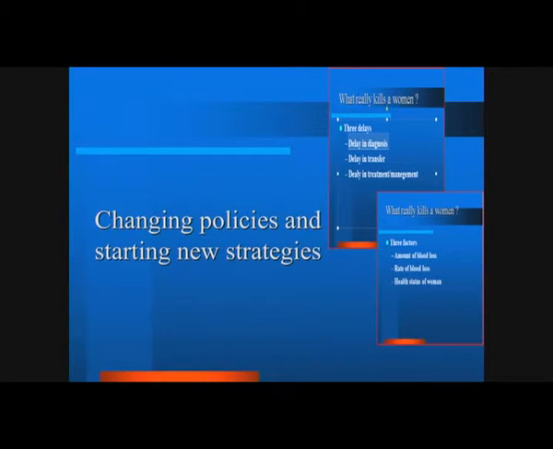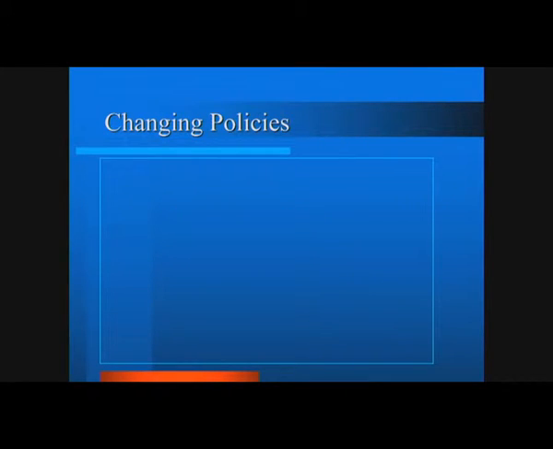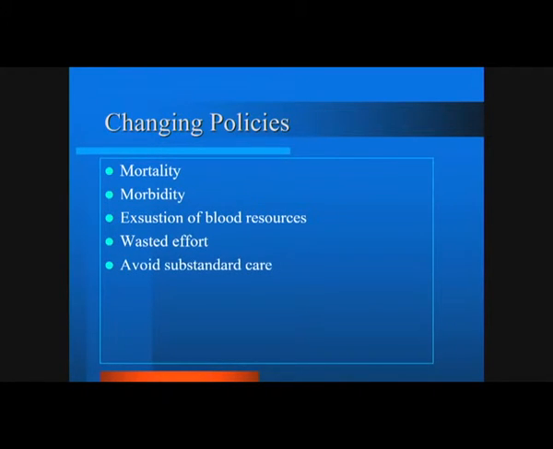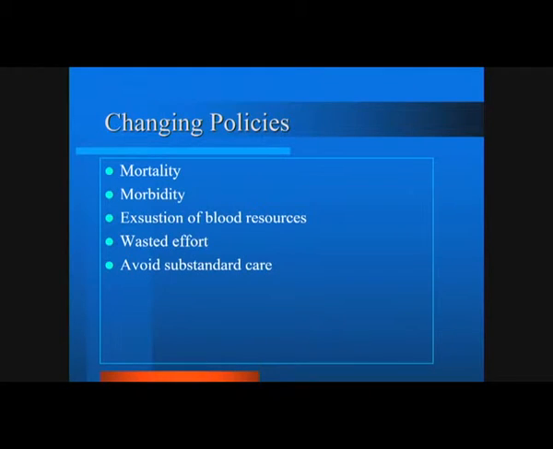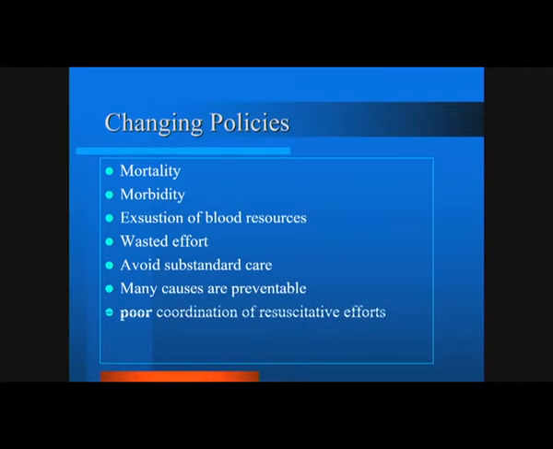So I think now we need to change policies and implement new strategies, because this is a condition with high mortality and morbidity. We've been exhausting our resources, because once bleeding starts, we go into coagulopathy, DIC, and all your resources are exhausted, with wasted effort from everybody. We want to avoid substandard care. There are so many preventable causes, and you want to reach the standard where you prevent them.